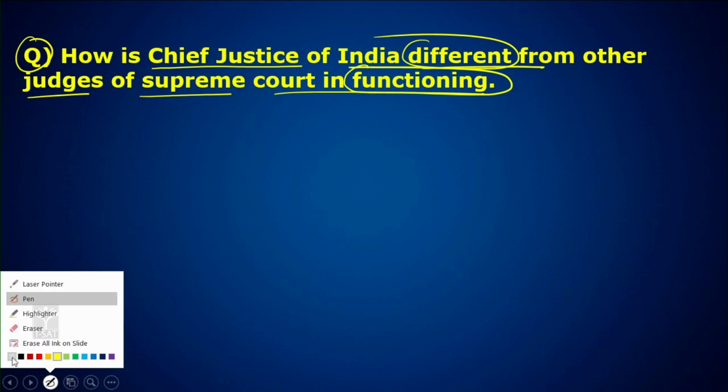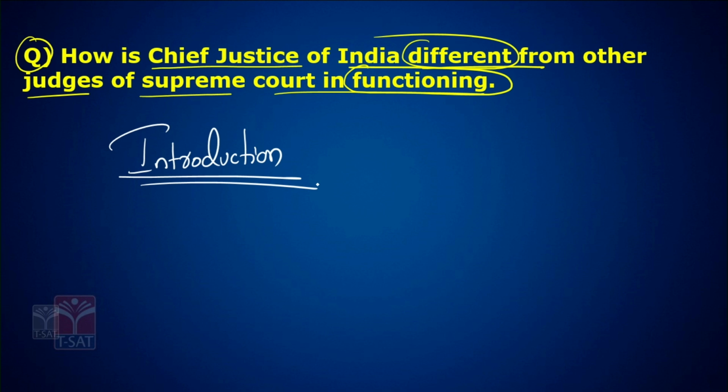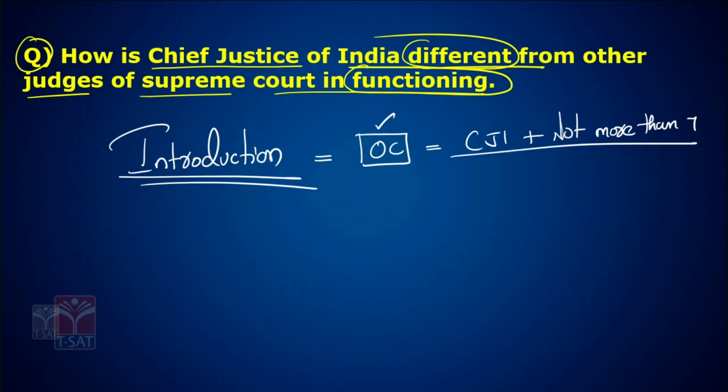Now, if you look at how the Chief Justice of India is different from judges of the Supreme Court in functioning, you need to start with an introduction. What do you need to write for the introduction? The original Constitution said there shall be a Chief Justice of India and not more than 7 judges of the Supreme Court.